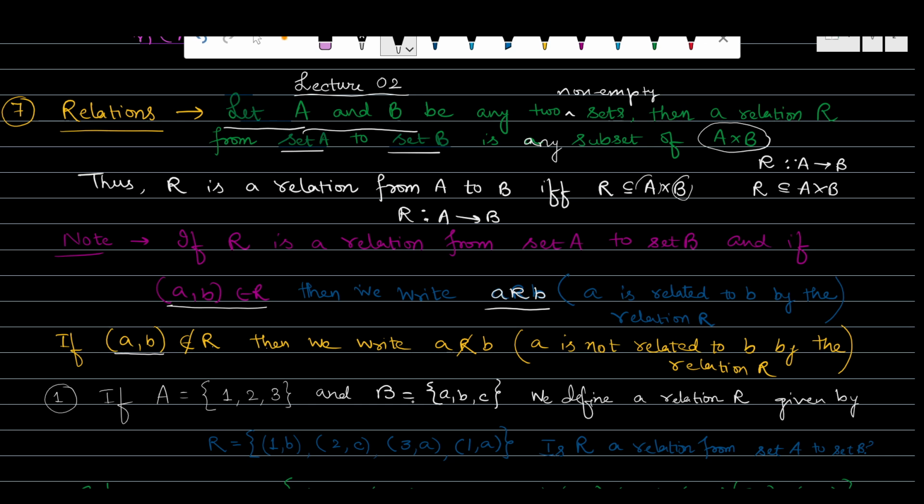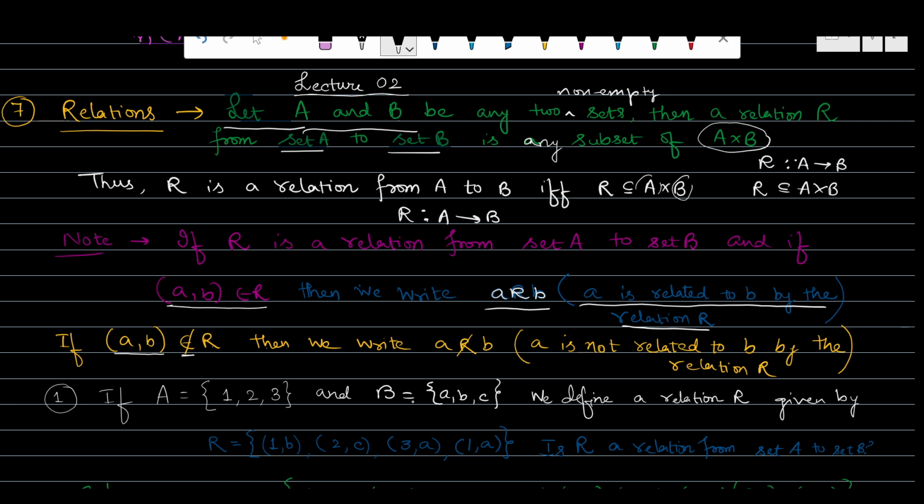If R is a relation from set A to set B, and if this ordered pair (a, b) belongs to R, then we write a R b, means a is related to b by the relation R. Similarly, if this ordered pair does not belong to R, this symbol is for does not belong to, then we write a R̸ b, means a is not related to b by the relation R.